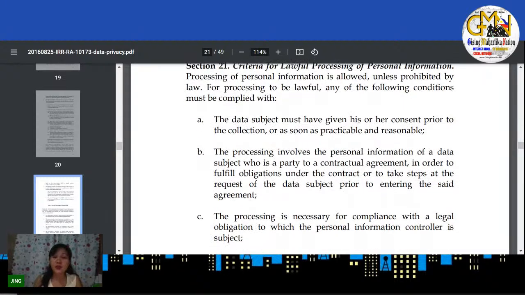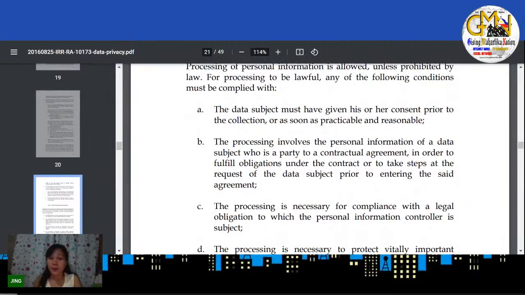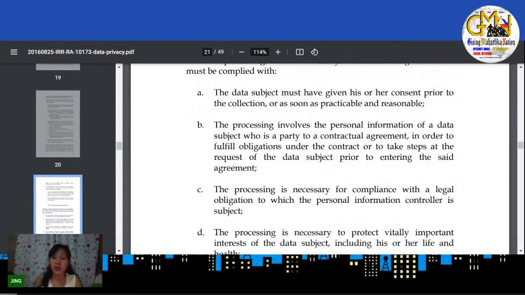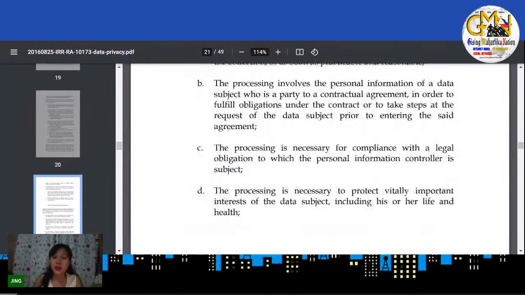A. The data subject must have given his or her consent prior to the collection or as soon as practicable and reasonable. Letter B. The processing involves the personal information of the data subject who is a party to a contractual agreement in order to fulfill obligations under the contract or to take steps at the request of the data subject prior to entering the said agreement. Letter C.